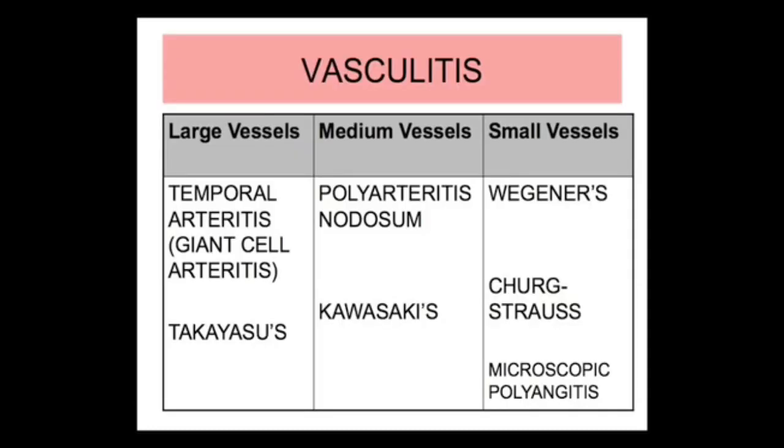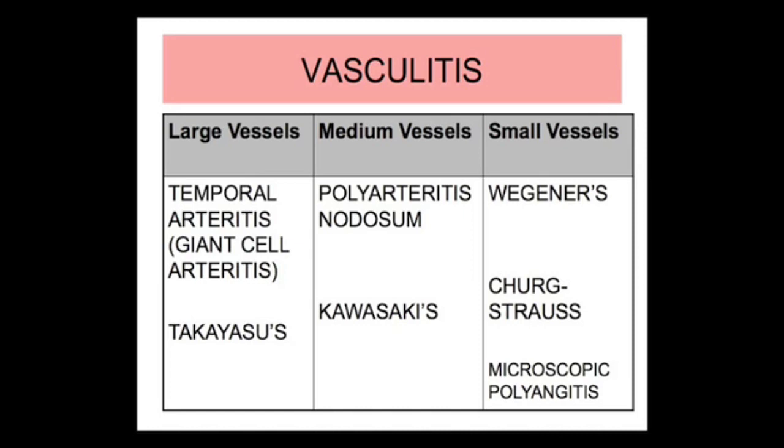So we talked about the medium-sized vessel vasculitides. Now we're going to talk about the last one, which is the small vessel vasculitides. And there are 3 major ones that need to be known about. The first one is called Wegener's granulomatosis. The second is Churg-Strauss syndrome. And the third one is microscopic polyangiitis.